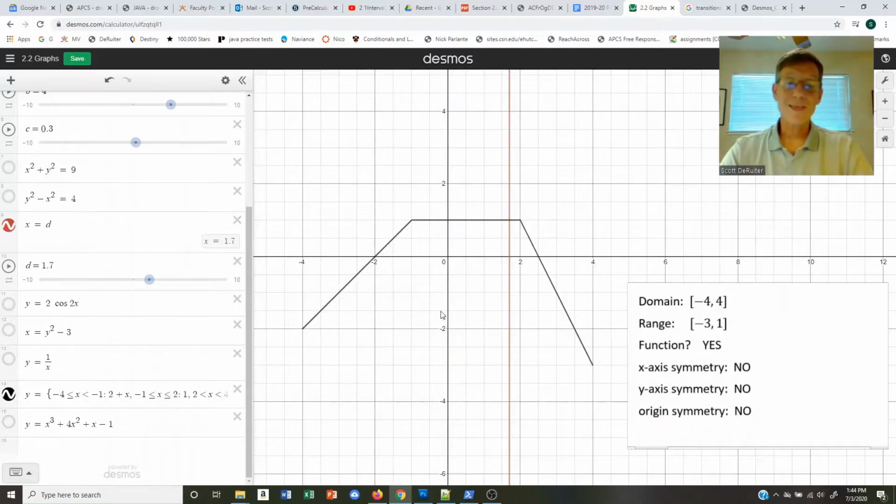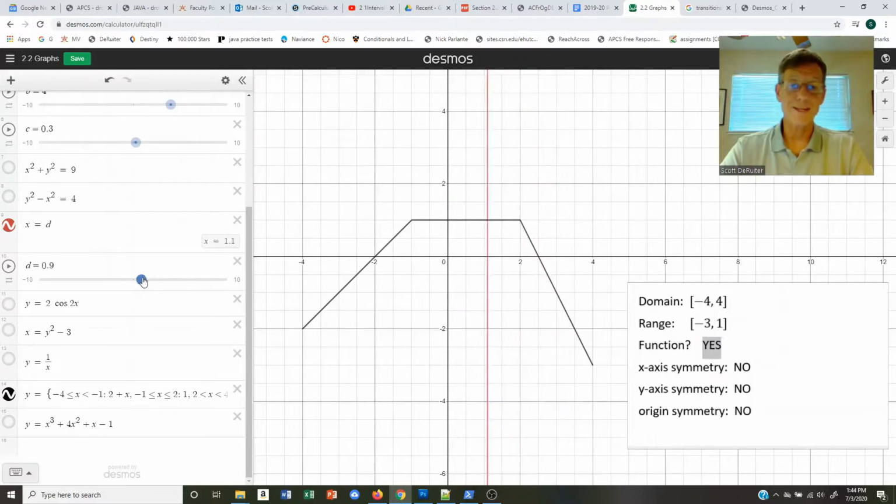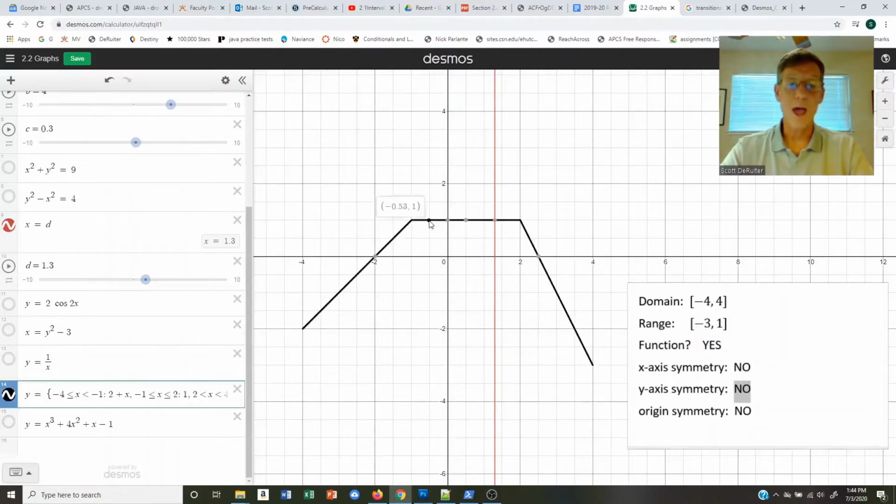We also have a piecewise defined function made up of some line segments. Again, this is a function satisfying the vertical line test. This particular piecewise defined function doesn't have any symmetries. No x-axis, no y-axis, and no origin symmetry in this case. So you might try to reflect the points and see if they exist, and they don't.